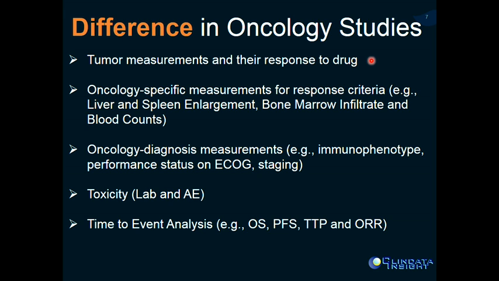First of all, we need to collect and measure tumors and their response to the drug. We also collect other oncology-specific measurements for response criteria, such as liver and spleen enlargement, bone marrow infiltrate, and blood counts. We also need to collect oncology diagnostic measurements such as immunophenotype, ECOG, and staging. And we also need to consider toxicity in the lab and also adverse events.